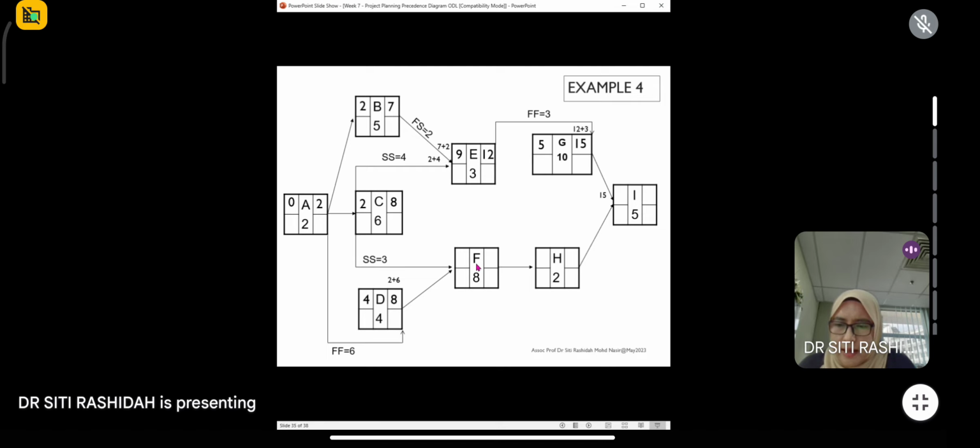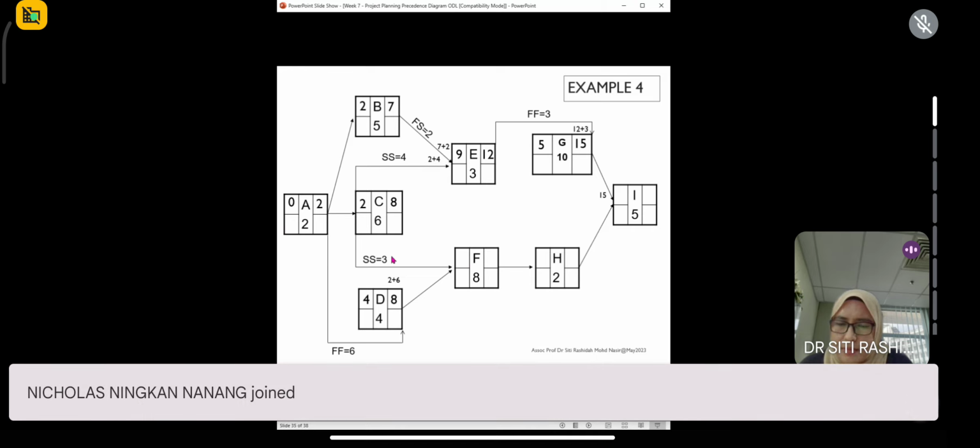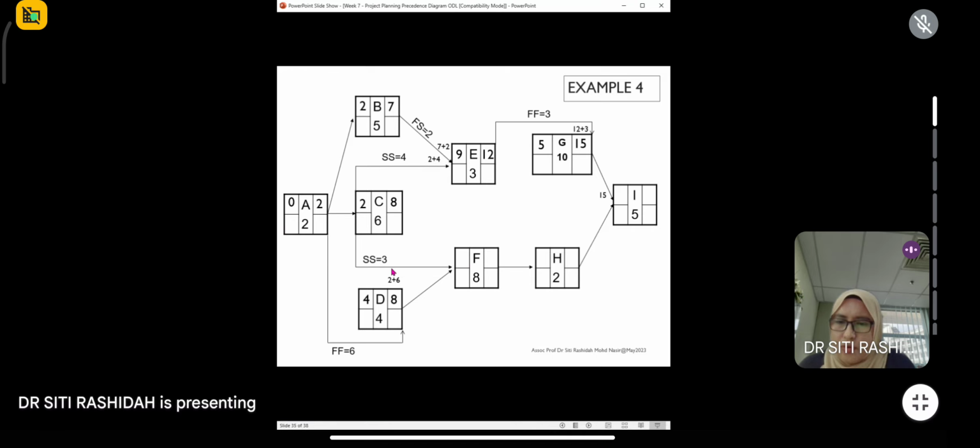Tapi F ada relationship starts to start 3. So you kena tengok start of C dengan start of F. Okay, so maksudnya 2 campur 3 ada ataupun straight daripada sini. Sini tak ada relationship ataupun 8. So you nak ambil 2 campur 3 atau 8? 8. Yes, we take 8. So 8 plus 8 is 16. So transfer sebab tak ada relationship, you put 16, you get 18. So sekarang ni ada 18. So 15 or 18? 18.